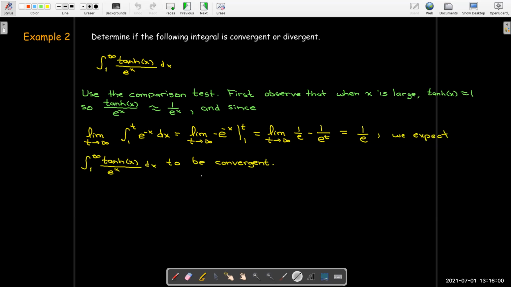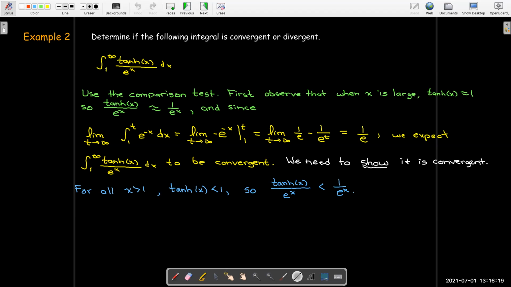We would expect this to be convergent. And in this case, it's not enough for us to just say that it's convergent. We need to show that it's convergent. And since tanh of x is always less than 1, we can say that the original integrand is always less than 1 over x. And this gives us an inequality going in the correct direction.